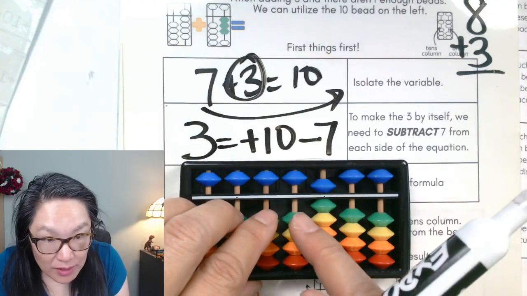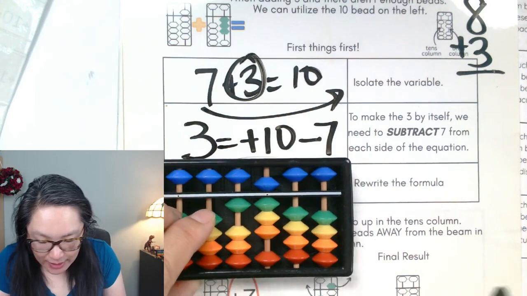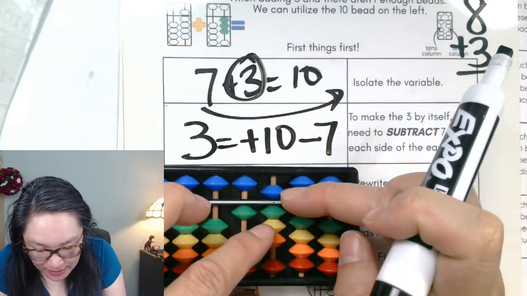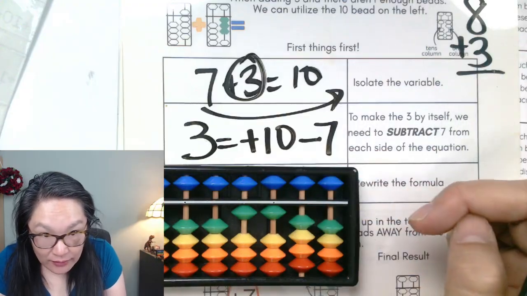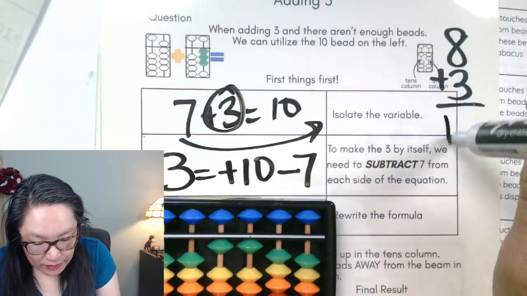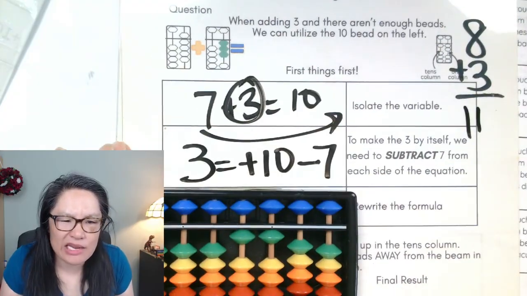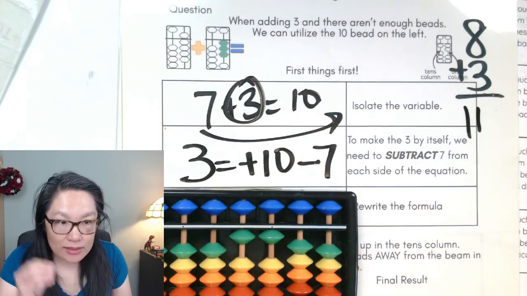Plussing the 10 just means the one column over. Plus the 10, and I need to take away the 7. When I take away the 7, I'm just doing this. I take away the 7. So my final answer is 11. That's so easy. It's easy because we understand.